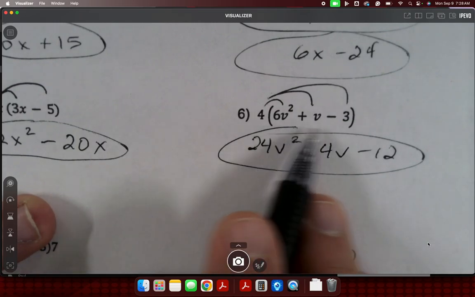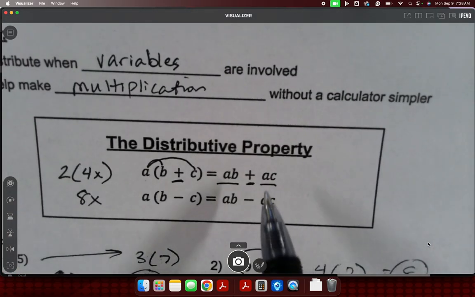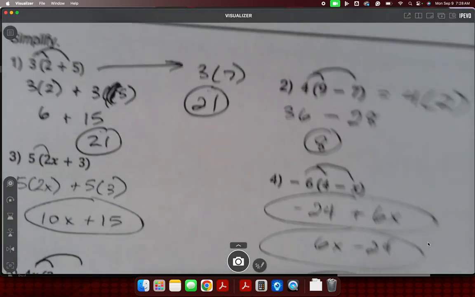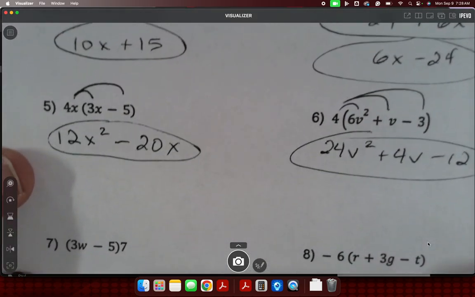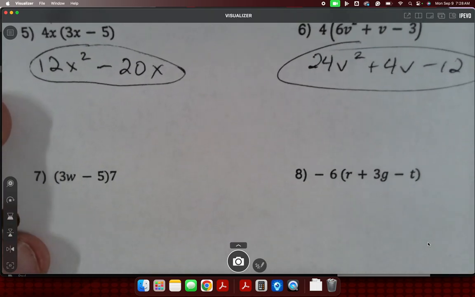So yes, even with longer or more terms on the inside, we still use the distributive property. This is really just the basic version of it. But you can have 3 terms. I don't know that we'll have any with 4 terms, but you could do it with as many terms as the math teacher or math book desires.